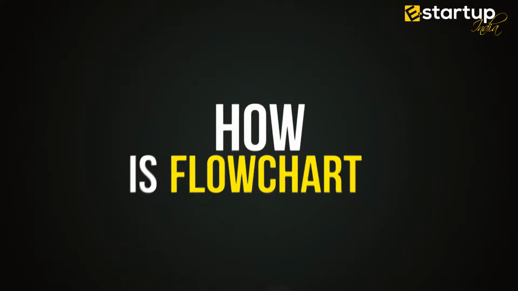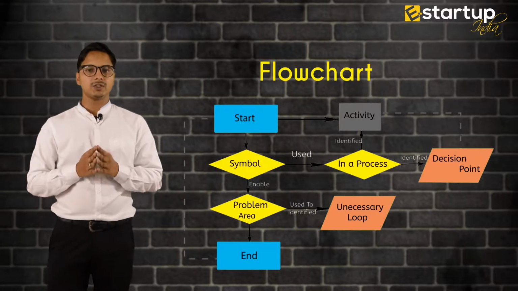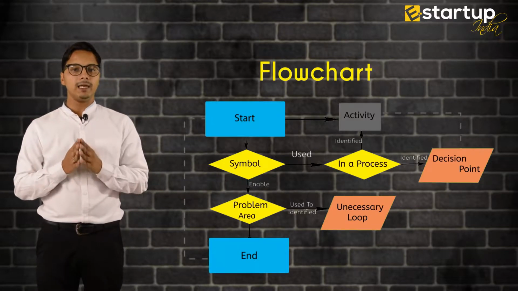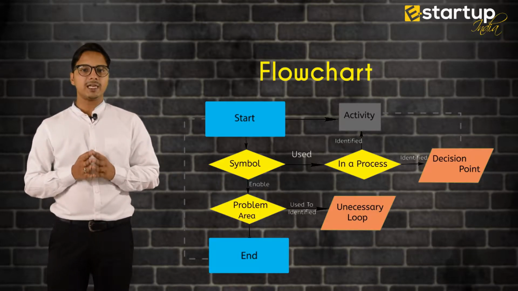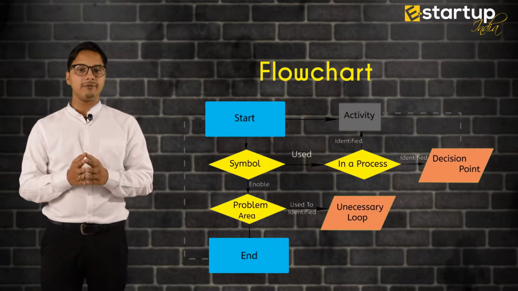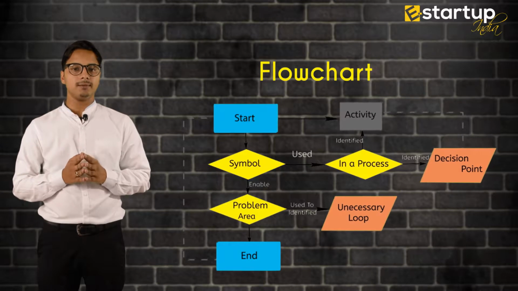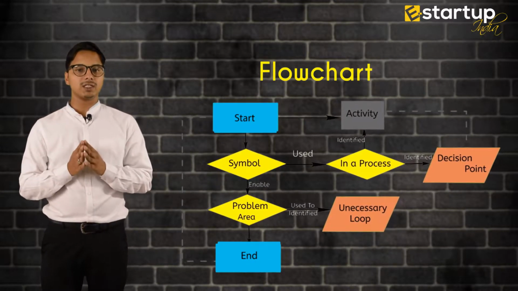How is a flowchart constructed? The following symbols are used for different parts of the process. Each process has a start and end. Each activity is identified. Decision points are identified. Other complex processes may be involved, and all records are identified.